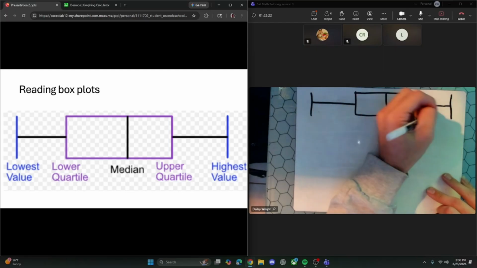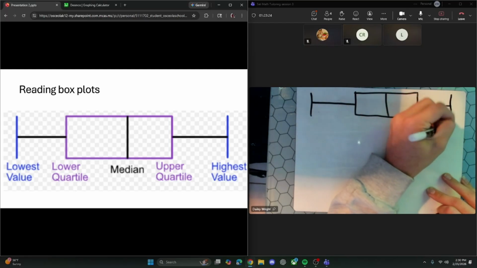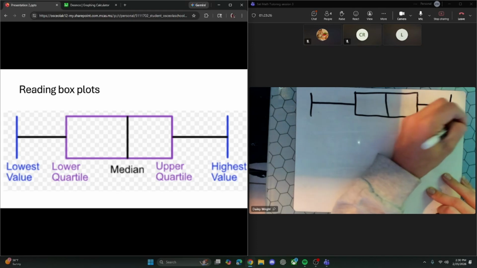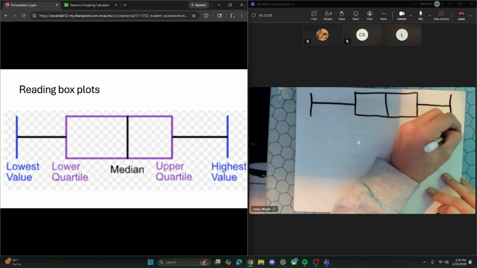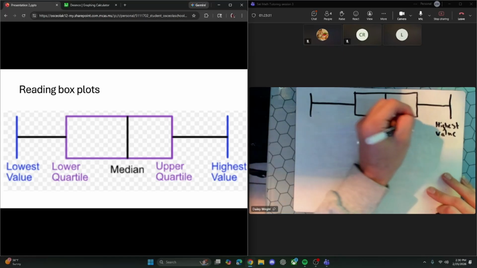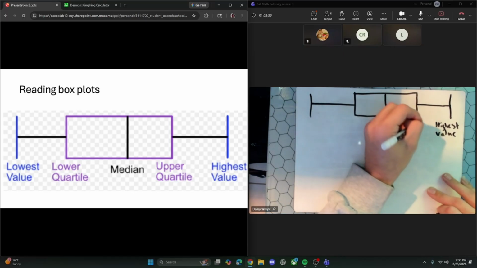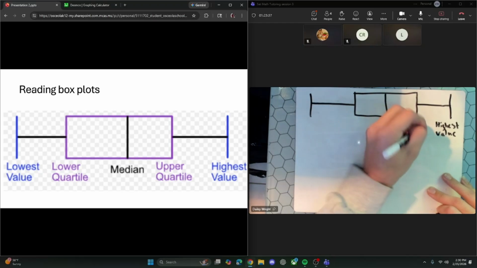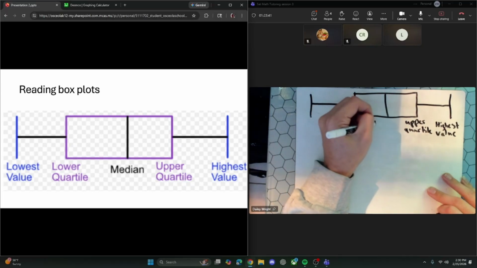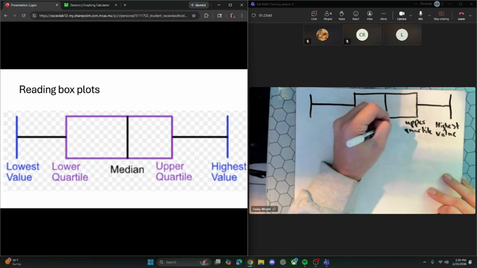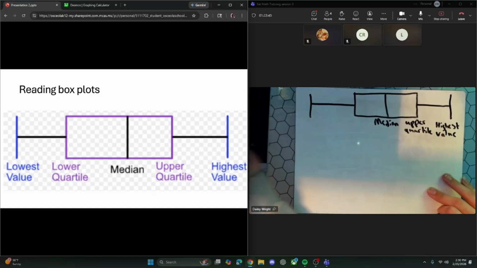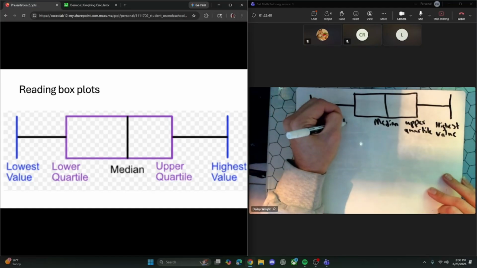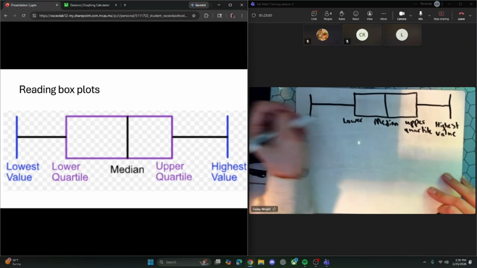Box plots are decently important to remember. I would say out of all the SATs I've taken, I've seen probably 4 questions, so around 1 per SAT. And if you don't know box plots, that's kind of like a loss of 10, 20 points, which they are kind of annoying to remember.